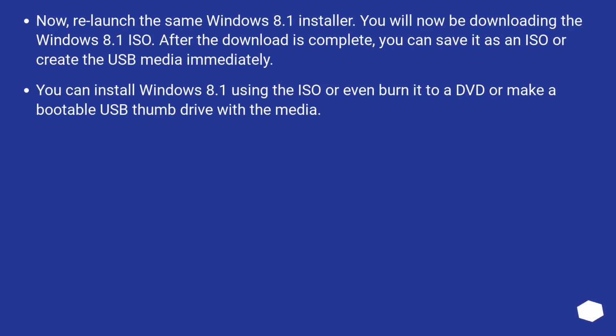This is normal. Close the installer. Now, relaunch the same Windows 8.1 installer. You will now be downloading the Windows 8.1 ISO. After the download is complete, you can save it as an ISO or create the USB media immediately. You can install Windows 8.1 using the ISO or even burn it to a DVD or make a bootable USB thumb drive with the media.